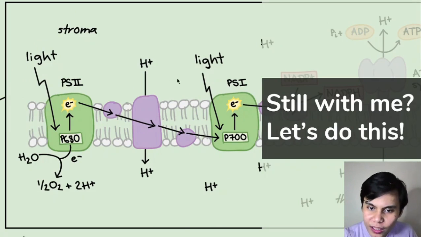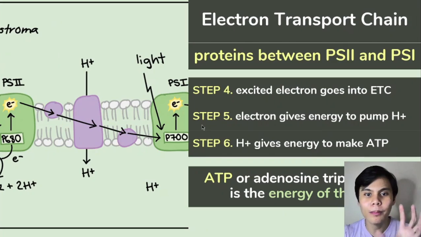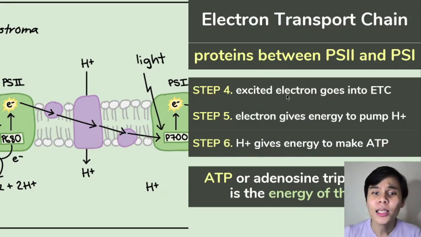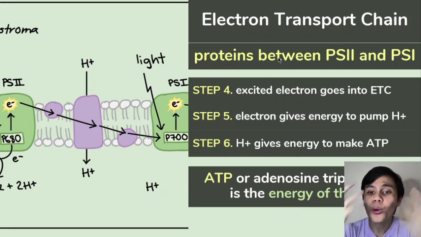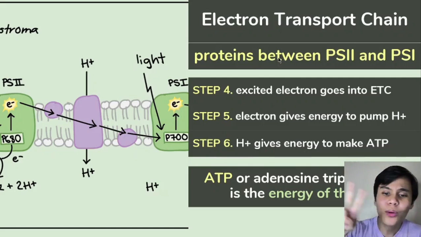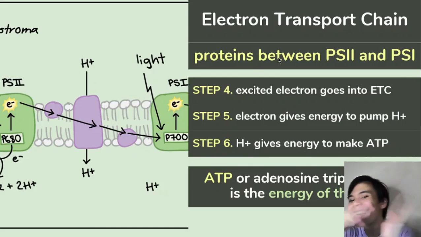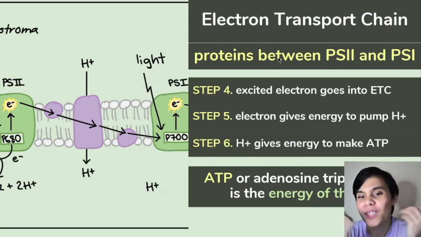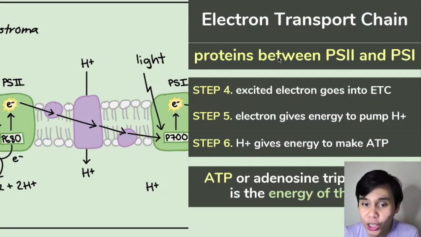Now we're going to move on to this middle part here. That middle part is what we call the electron transport chain for photosynthesis. There are proteins between what we call photosystem 2 and photosystem 1. It's called photosystem 2 even though it comes first because it was discovered later than photosystem 1. Right? Don't get confused. It's by order of discovery, not by order of how it functions.